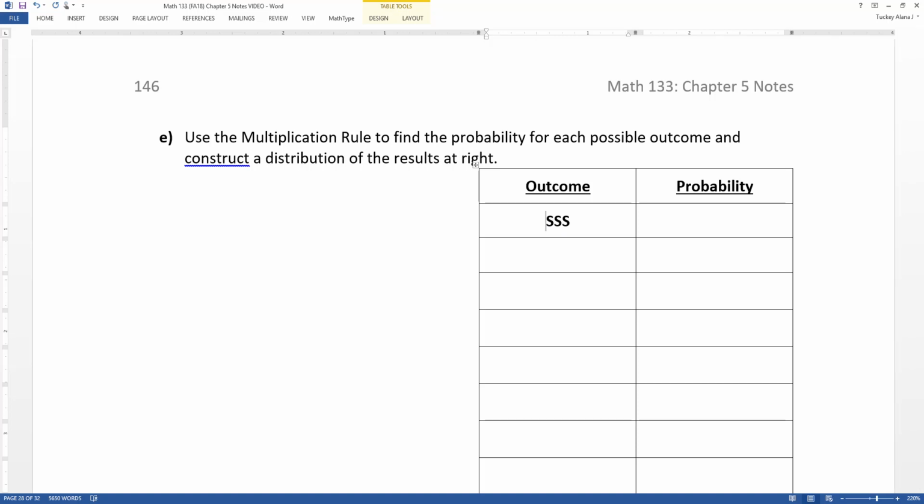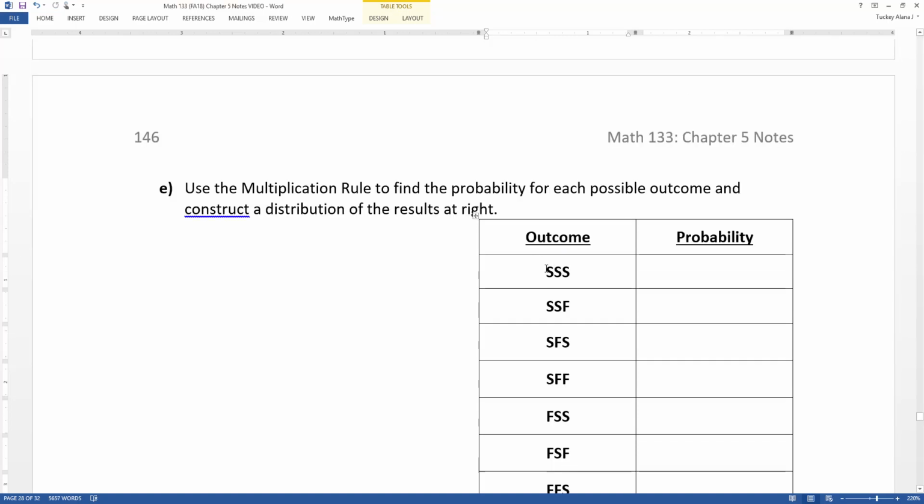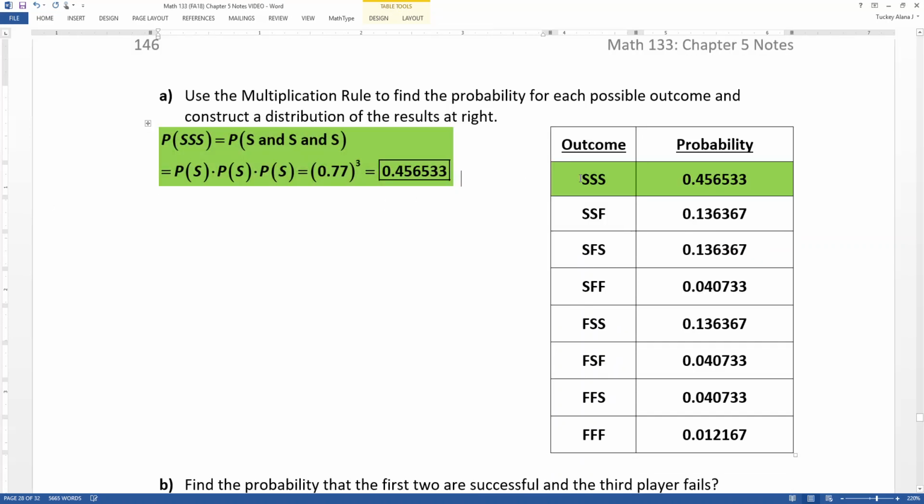Let me type them all up again real quick. Let's start with success, success, success. This one right here. Well, that would be the probability of success for one times the other times the other. According to the multiplication rule of counting, we'll take 0.77 times 0.77 times 0.77, and that'll get us a probability here. Let me type that all up. There, I highlighted that one in green for us. So SSS is 0.77 times 0.77 times 0.77, which would be 0.77 to the third power.